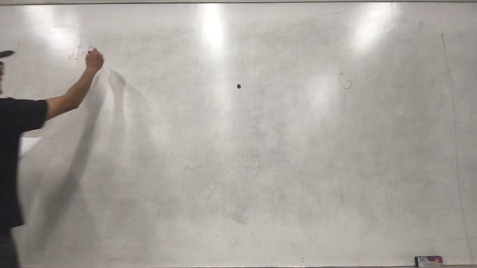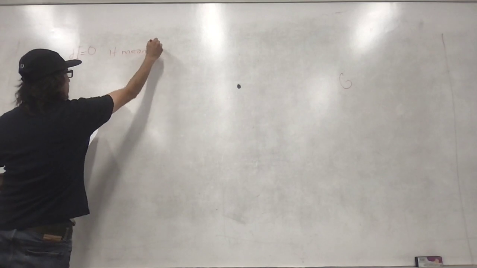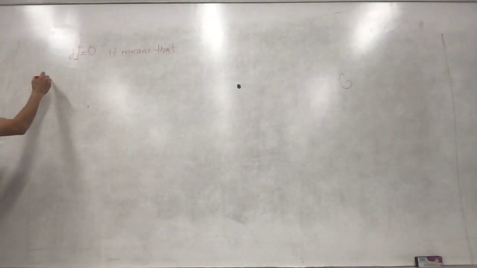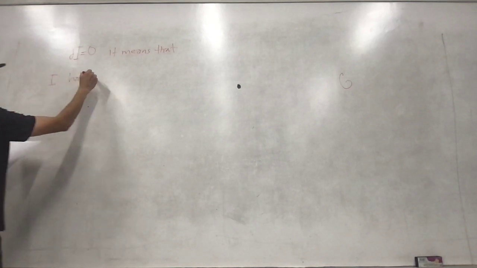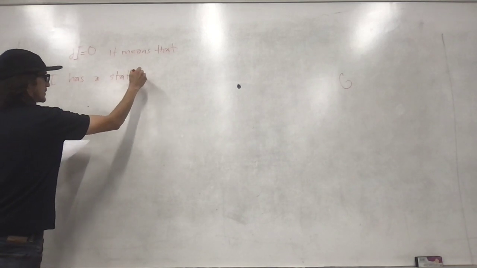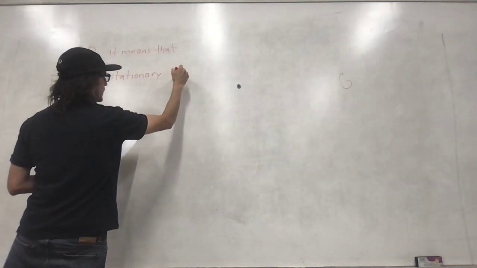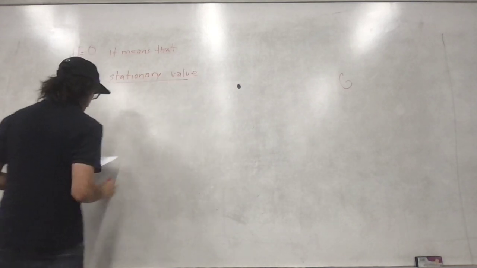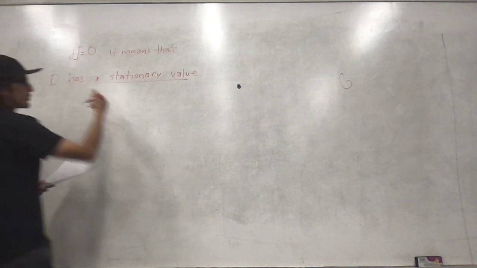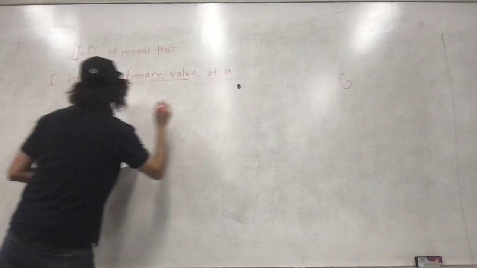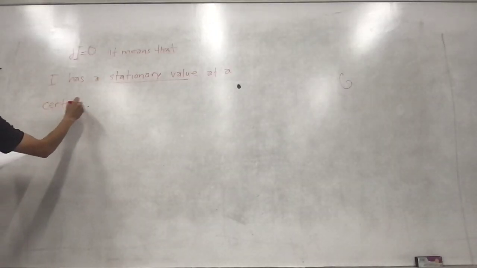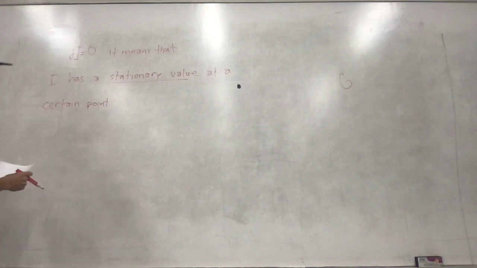If the variation, in this case of I, the integral, but more generally of any function, is equal to zero, it means that I has a stationary value at a certain point where you're evaluating this. What does it mean that the value is stationary?